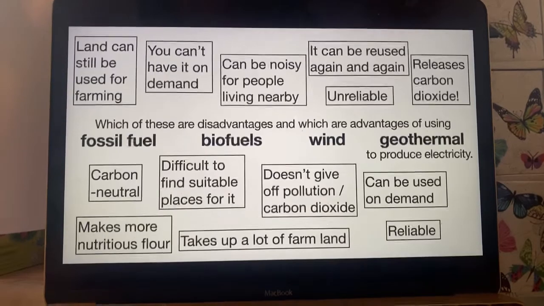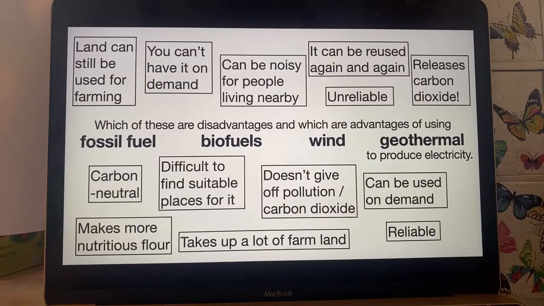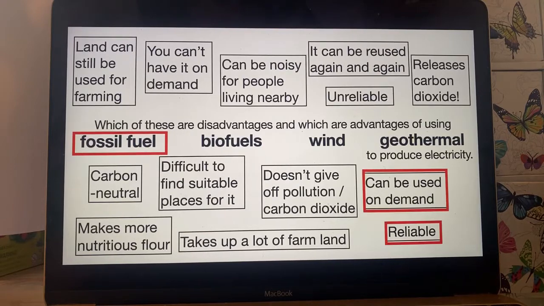Should we go through the answer? All right, let's see. Fossil fuels. Well, the classic advantages are they can be used on demand. It's very fast. If you suddenly need a lot of electricity in a country, then it provides it very quickly. And they're also very reliable. And the classic disadvantage is that they release carbon dioxide.